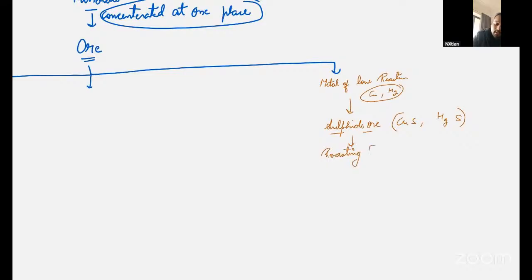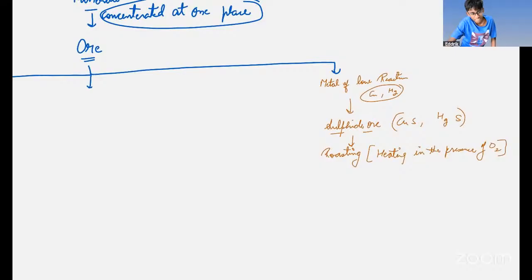Roasting is heating in the presence of oxygen. We will learn all these things later. This is called roasting. David, Agatha, Edric, Miracle, you got it, guys? Roasting means heating in the presence of oxygen, but calcination means heating in the absence of oxygen.